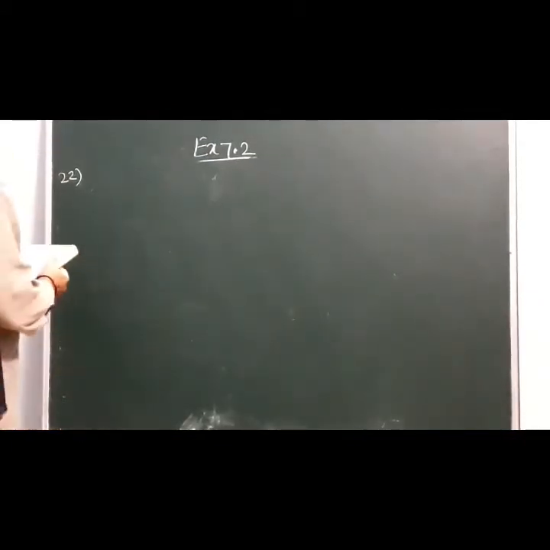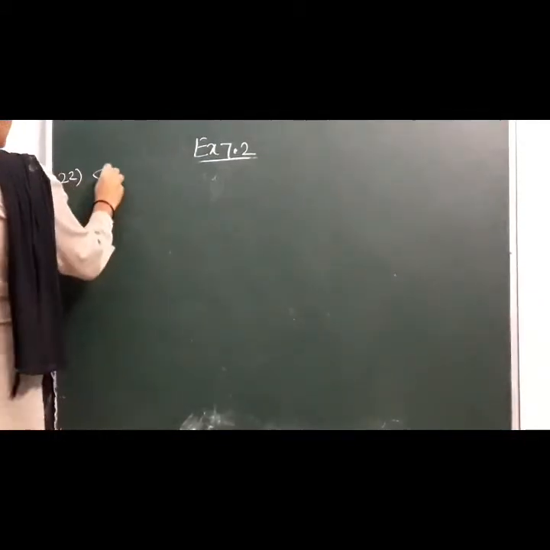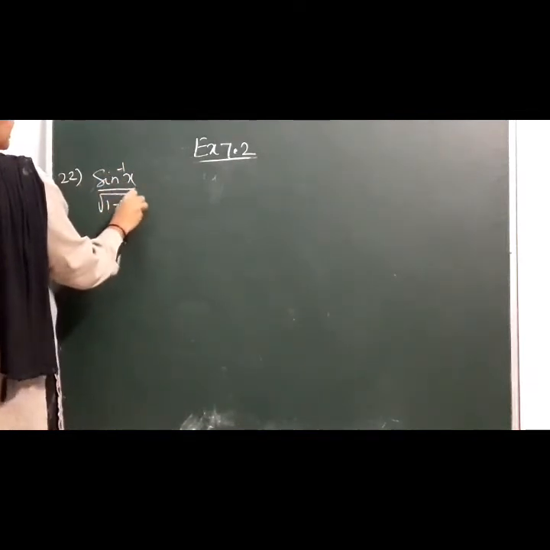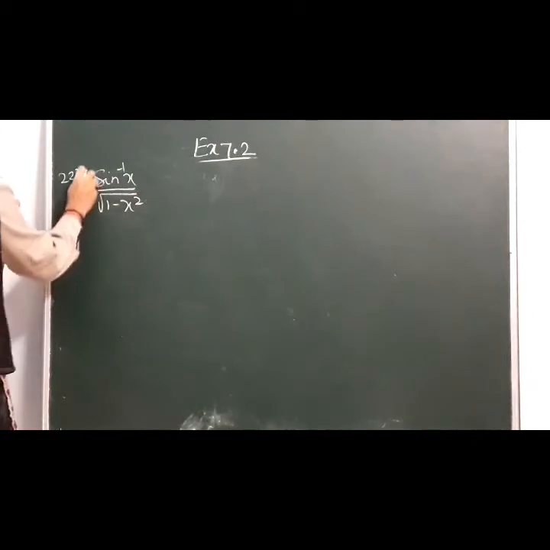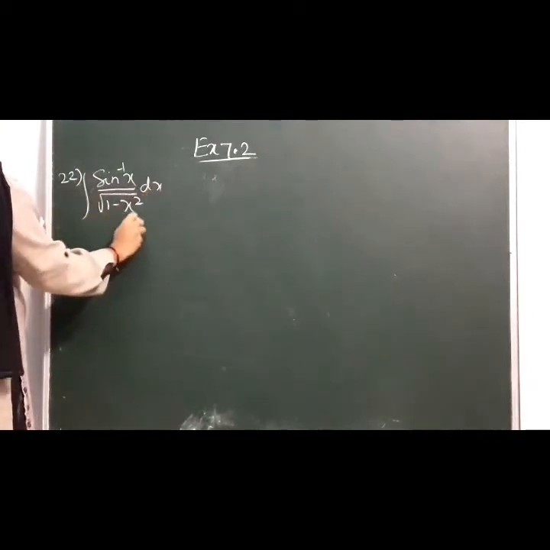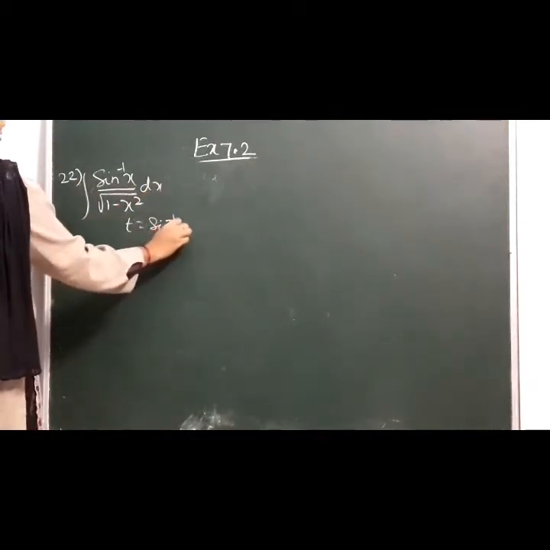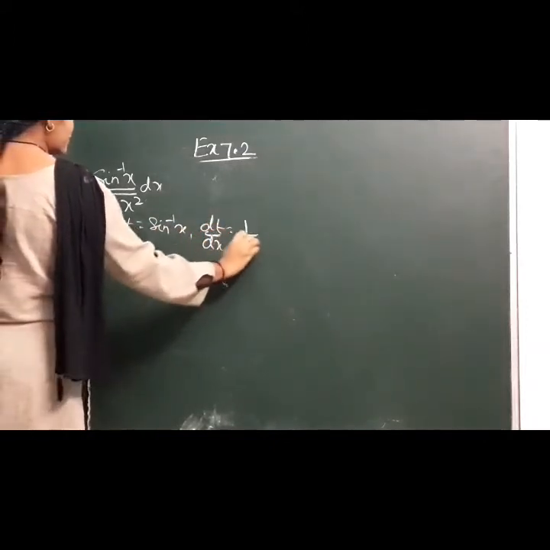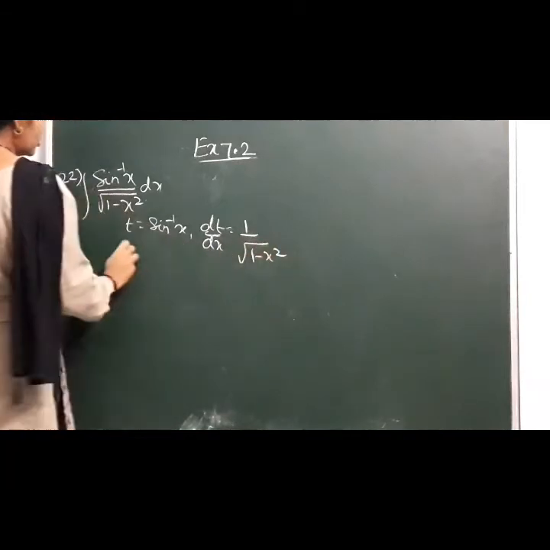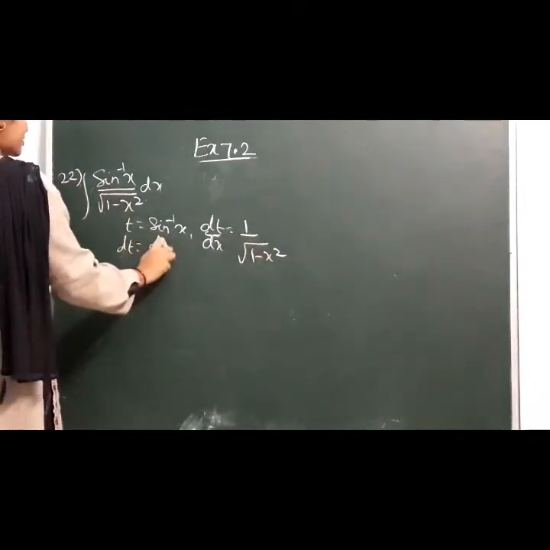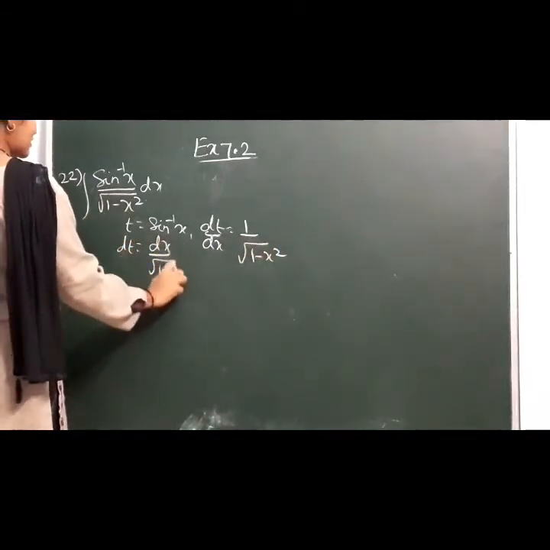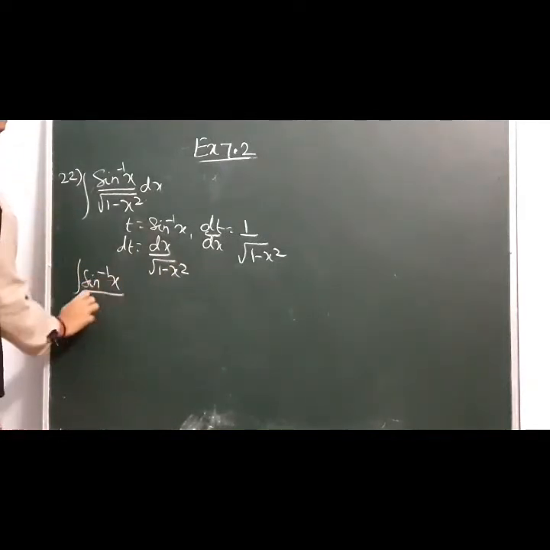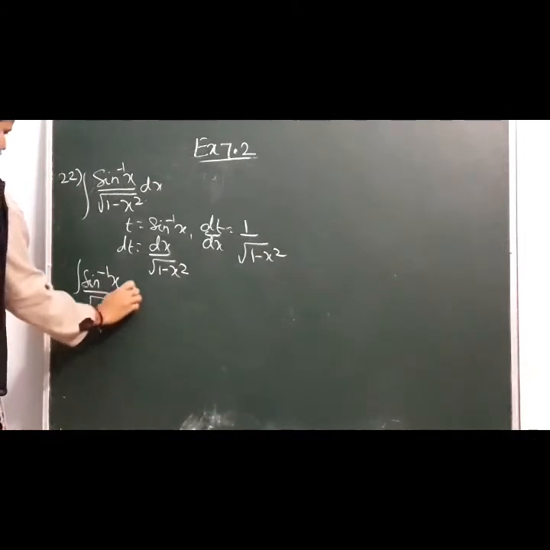Question number 22: sin inverse x upon square root of 1 minus x square. Let us put t is equal to sin inverse x. So dt upon dx is equal to 1 by square root of 1 minus x square. So dt is equal to dx by square root of 1 minus x square. So the function becomes sin inverse x over square root of 1 minus x square dx.